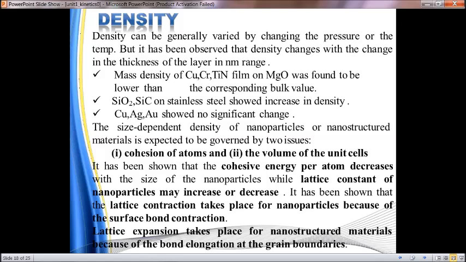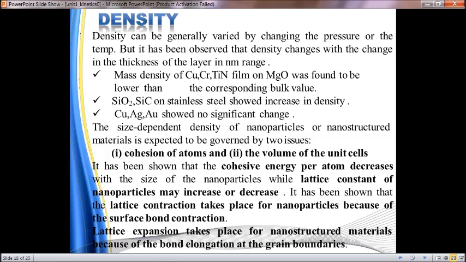Then density. Density can generally be varied by changing the pressure or the temperature. Because density is a particle nature, the particle nature has been changed by some applied force, that should be pressure or temperature. But it has been observed that density changes with the change in thickness of the layer in the nanometer range only.